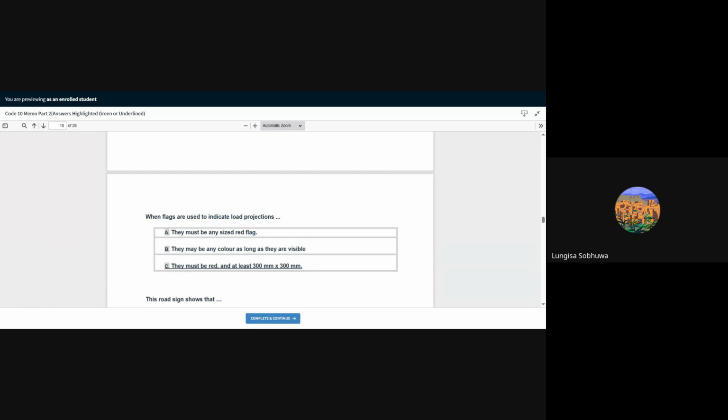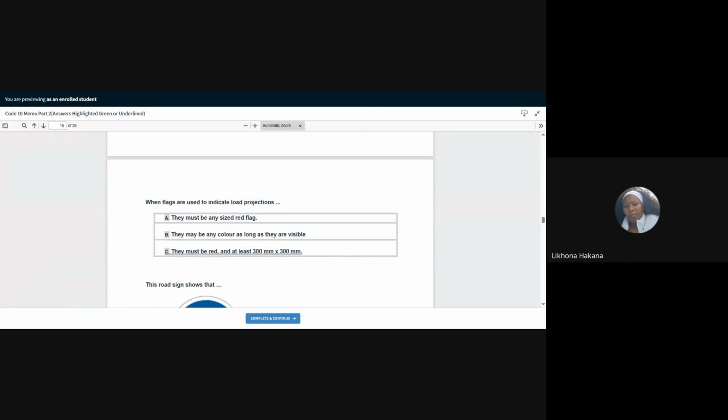Okay, next question is when flags are used to indicate load projections. Guys, please switch off your mics. Please switch off your mics, guys.